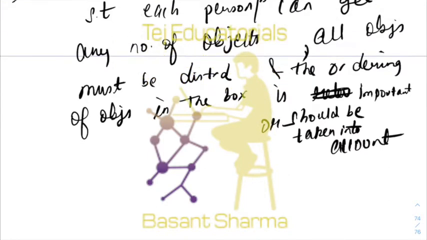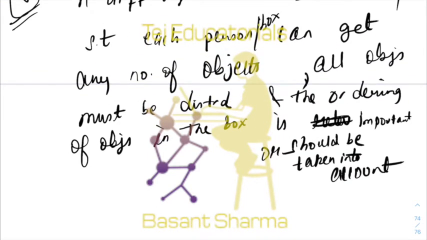So you can create different scenarios yourself also. You can imagine different situations, and you can try to solve them as toy problems. There is absolutely no issue in that. Now, n different objects are to be distributed among r persons. Each person can get any number of objects. All objects must be distributed, and the ordering of objects in the box is important.